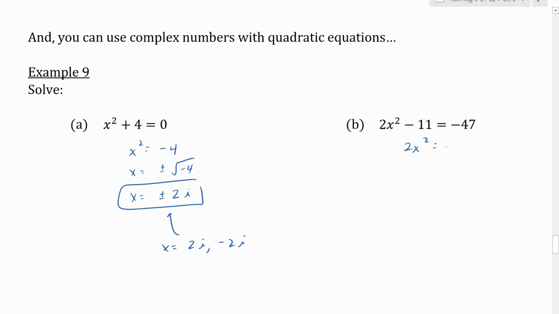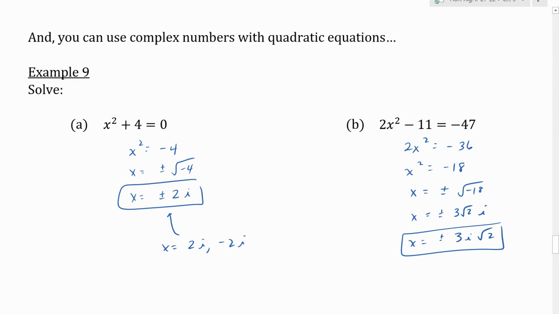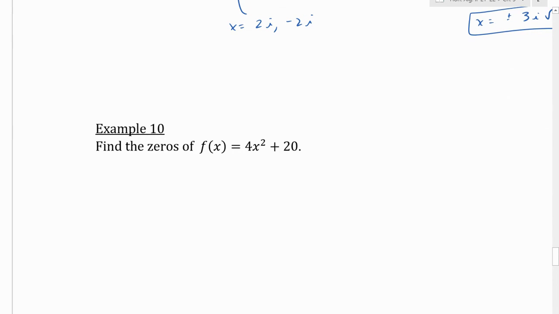This one, let's add 11. That's going to be what? Negative 36. Sure. Yeah. Divide both sides by 2. x will be plus or minus the square root of negative 18. Okay, I know it's i. 18 is 9 times 2. So that answer right there would be just fine. I'm just telling you, most of the time you're going to see it this way, so that people don't get the i up under the radical.